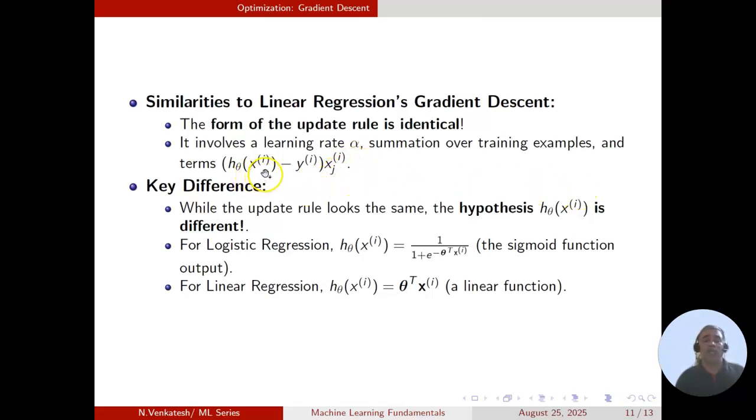h theta of x i in linear regression is theta transpose into x i. In logistic regression, it is 1 by 1 plus e power minus theta transpose x i.